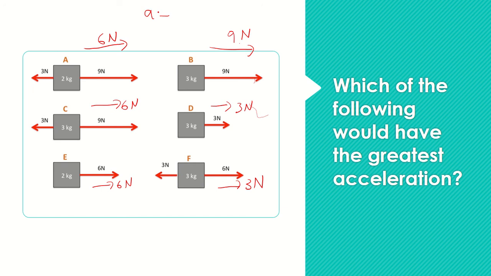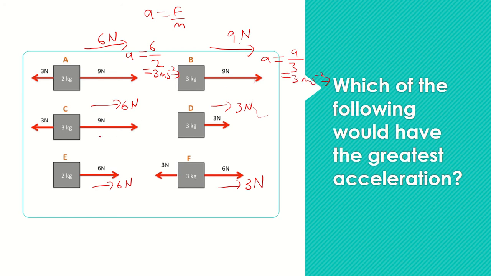Well, we know that acceleration is force over mass. So the acceleration of this first one would be force, which is 6 newtons to the right, over a 2 kilo mass. So it would be 3 meters per second squared to the right. This next one, acceleration would be 9 over 3, so it would be 3 meters per second squared to the right.